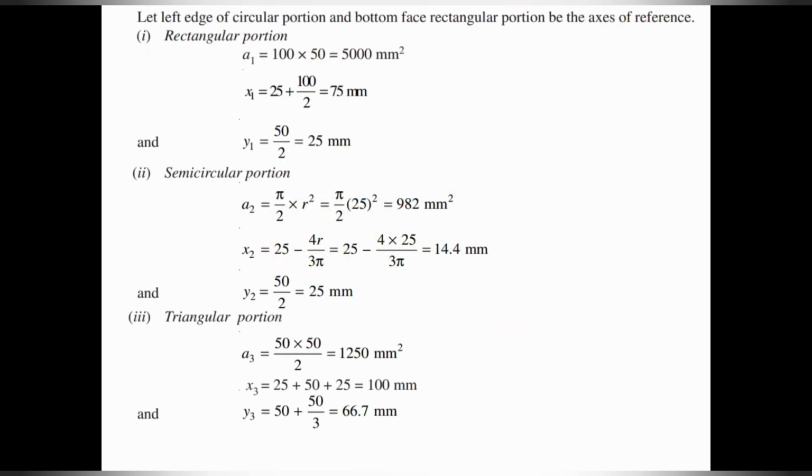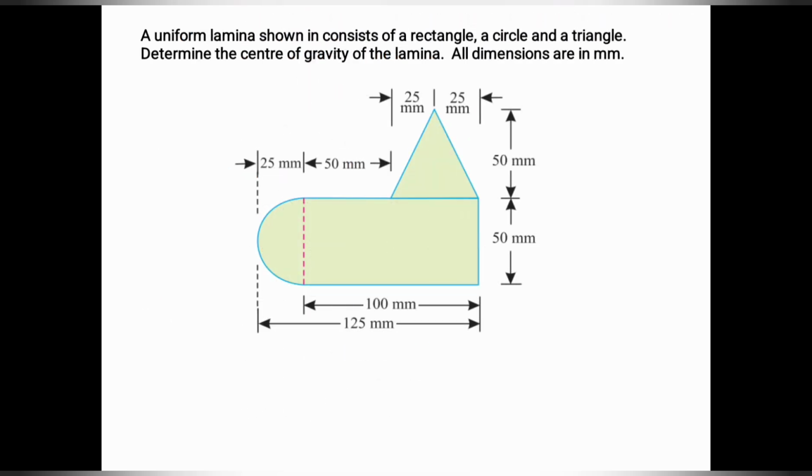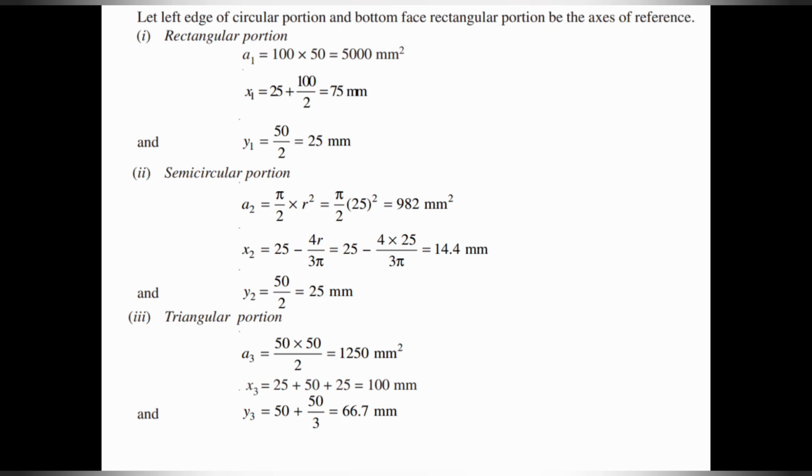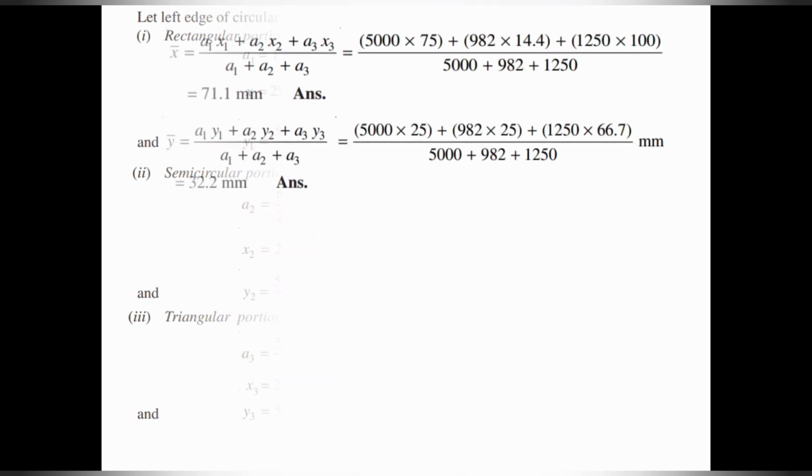So 100 mm. Then y3: the bottommost portion of the triangle is also not coinciding with the bottommost portion of the whole composite section. It is away by a distance of 50, so add 50, 50 plus 50 by 3 will give you 66.7 mm. Now add all these three answers, you will get x bar equal to 71.1 mm, then y bar equal to 32.2 mm.